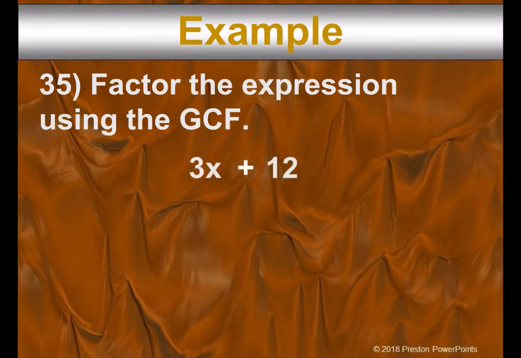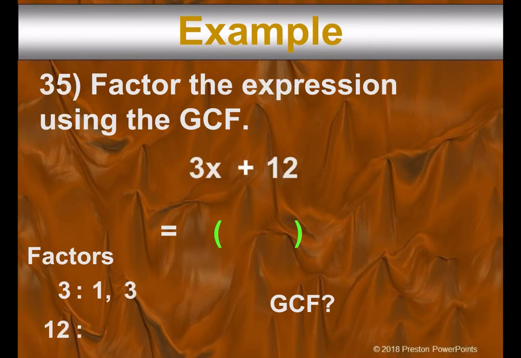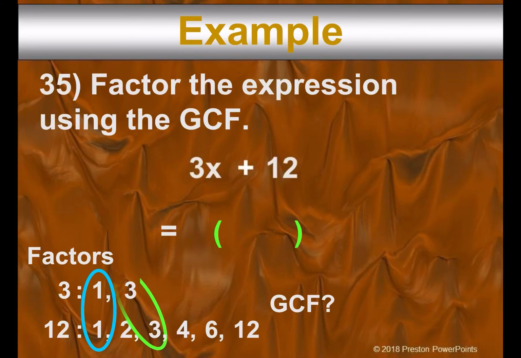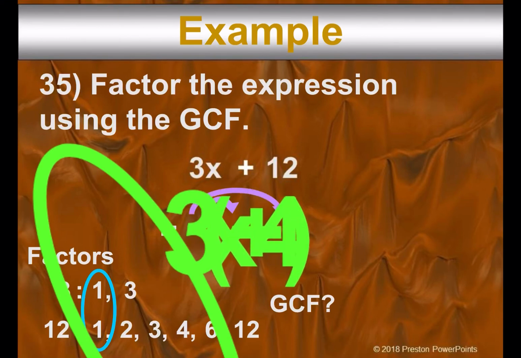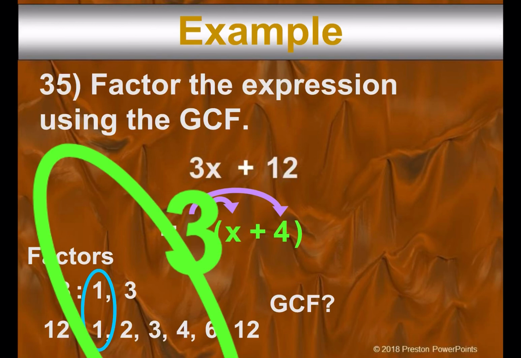Let's see what we can pull out of this one. What is the biggest factor I can pull out of both of these? The factors of 3: 1 and 3. The factors of 12: 1 and 12, 2 and 6, 3 and 4. So what's the greatest common factor? What's the biggest number they have in common? They both have a 3 in common. If I pull out that 3, then what's left inside? What times 3 would make 3x? It would be x. And then what times 3 would make 12? It would be 4. So in the end, it would be 3 times x plus 4. And so that is kind of examples of how we factor out expressions.